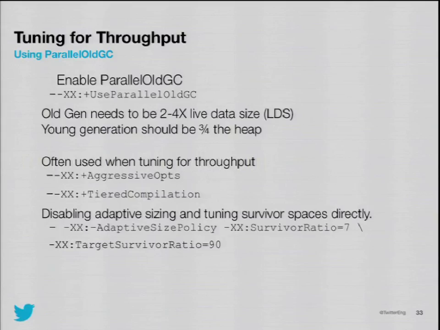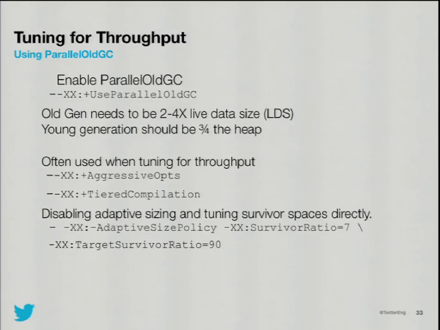Okay, tuning for throughput. Parallel GC. It's the most efficient collector for throughput. And if you're trying to avoid garbage collection overhead, there are a lot of garbage collection schemes, but I would start with this one because it is the most efficient garbage collection. It's just not trying to do anything concurrent.